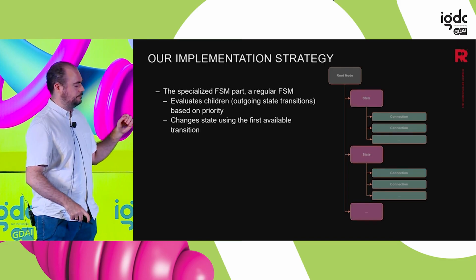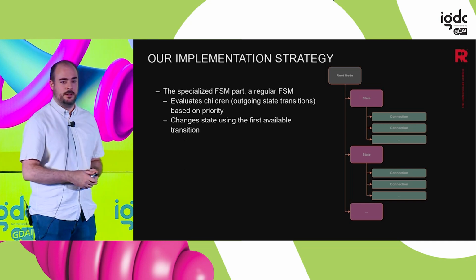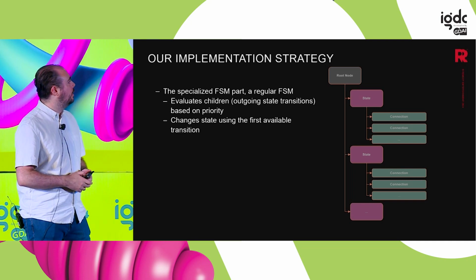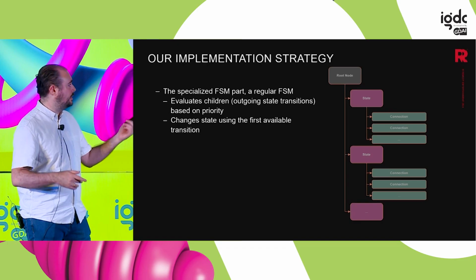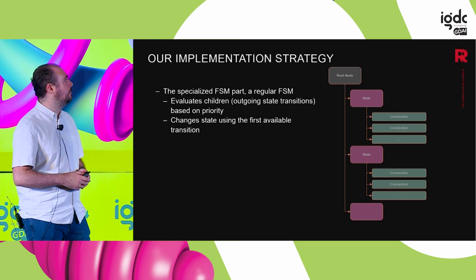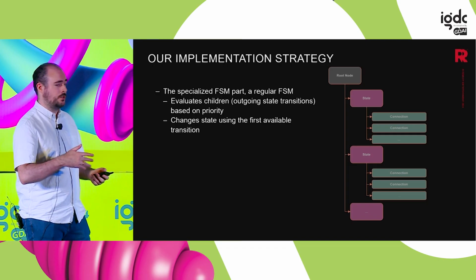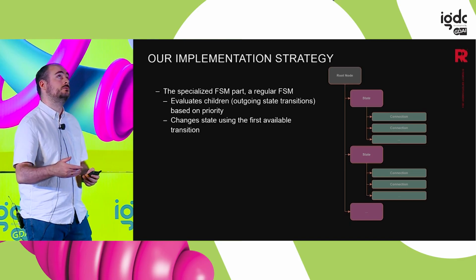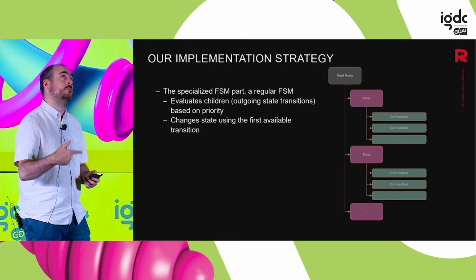And the finite state machine is implemented in the same way. It evaluates its children, which are the outgoing state transitions, based on priority, and it changes the state based on the first connection which meets its conditions.